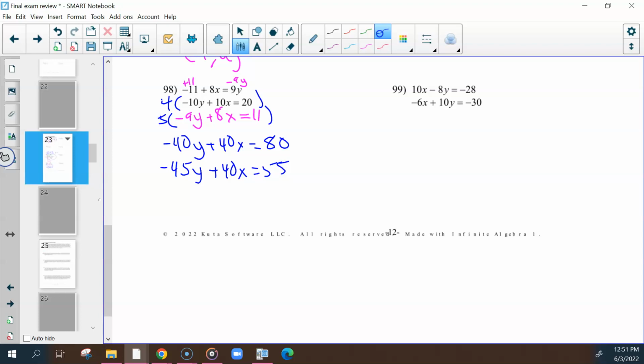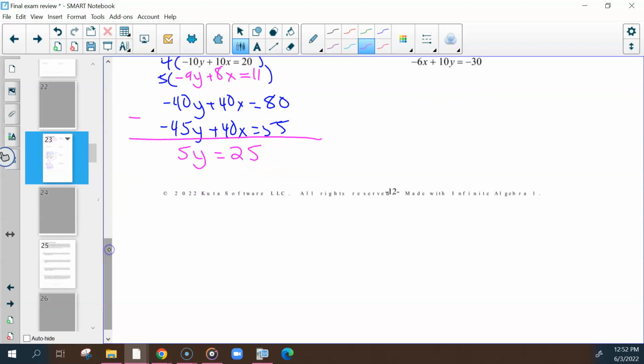Now that we have the same common coefficient, we can subtract these two to eliminate. So negative 40 minus negative 45 would be adding 45, which is 5. 80 minus 55 is 25. And then we could divide both sides by that.